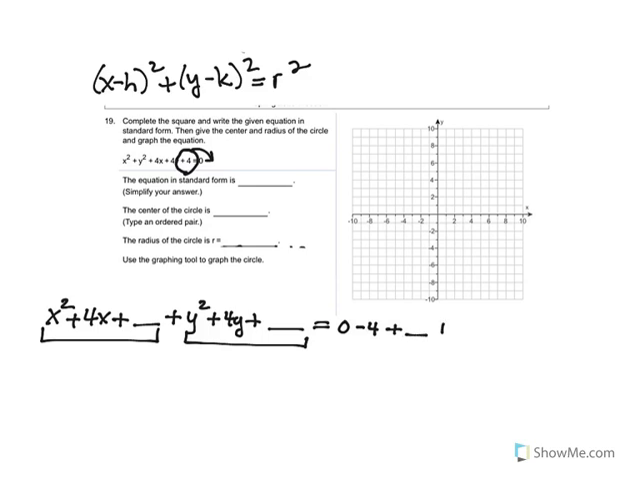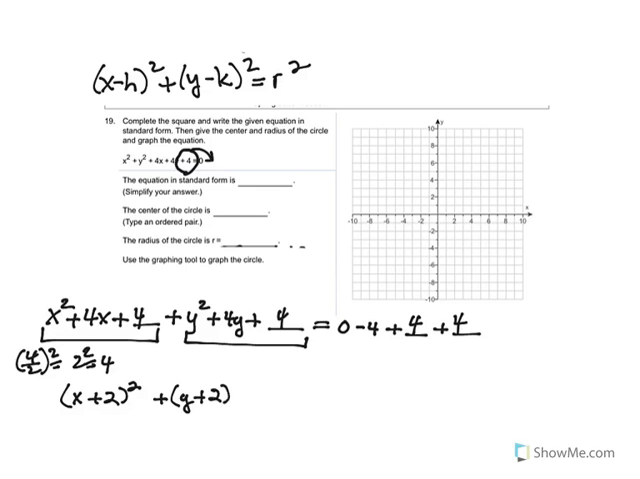And we also have to account for those terms that I'm going to create on the other side of the equal sign. So 4 over 2 squared, 4. This one's also a 4, so it's just going to be the same. So when we factor it, x plus 2 squared plus y plus 2 squared equals 4.